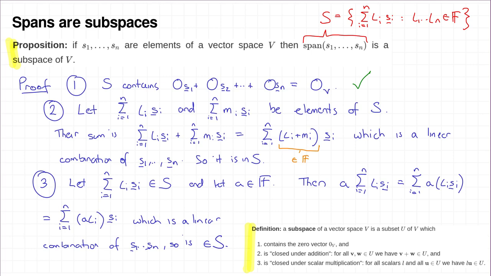Right. S contained the zero vector. S was closed under addition. S was closed under scalar multiplication. So it is a subspace of V.